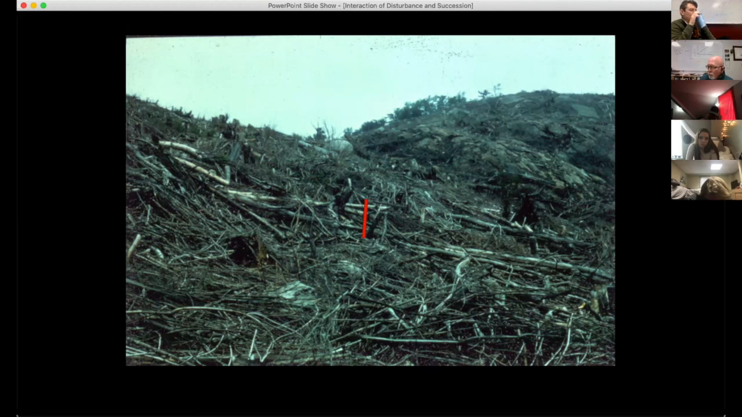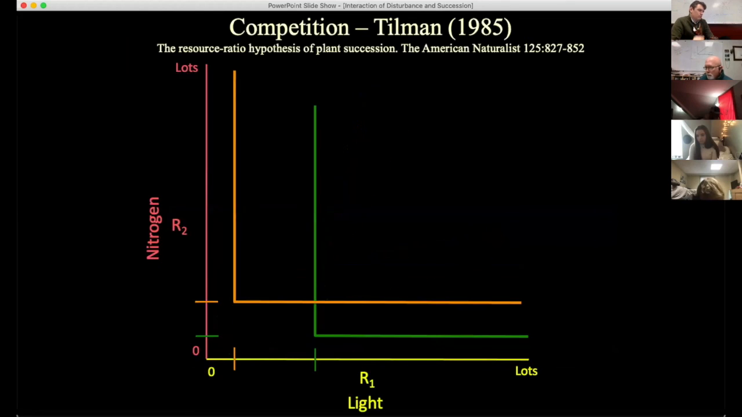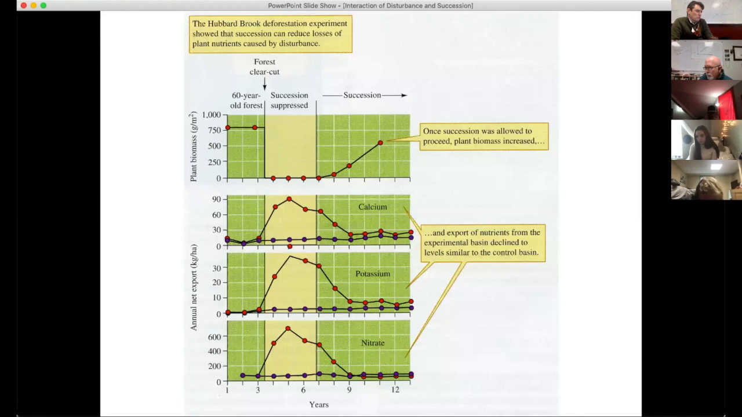We know from previous data, so if we go back, sorry, I'm going to have to click through all this. If we go back to here, after they cut the trees down, what happened to the nutrients in the ecosystem? Alina, what happened to the nutrients in the ecosystem when they cut down the forest at Hubbard Brook? Unmute yourself. Sorry, it wasn't working. That's all right.